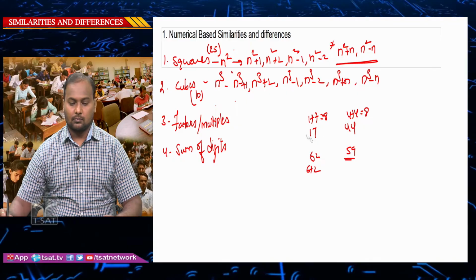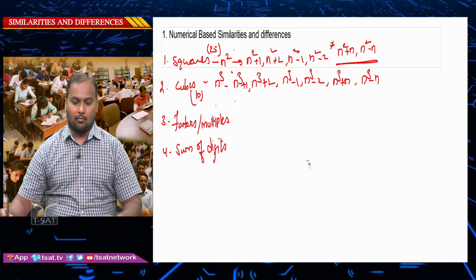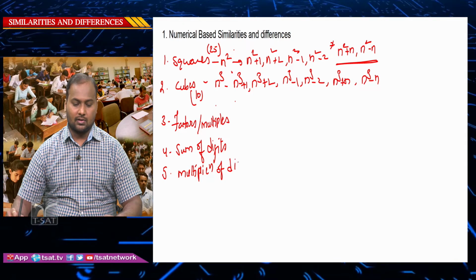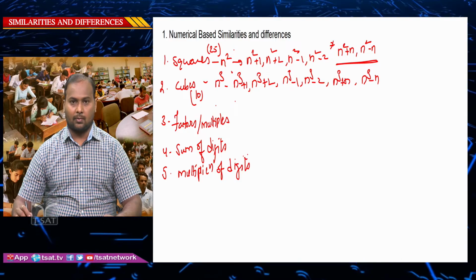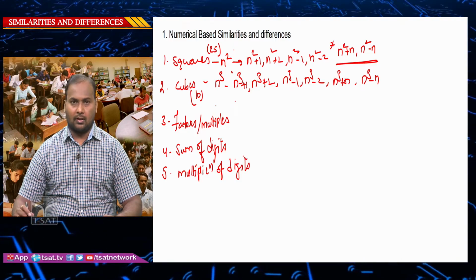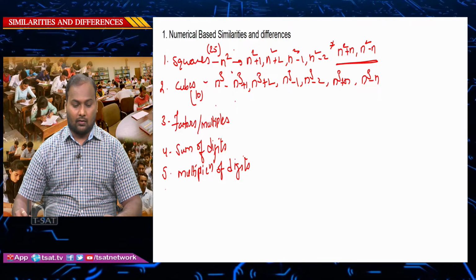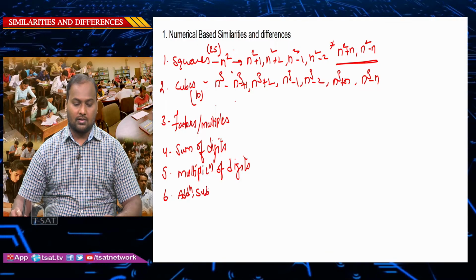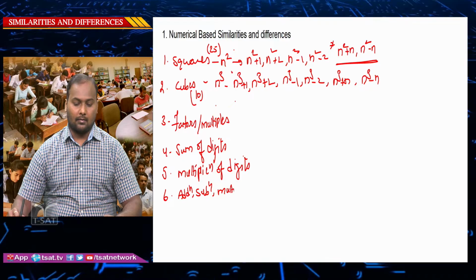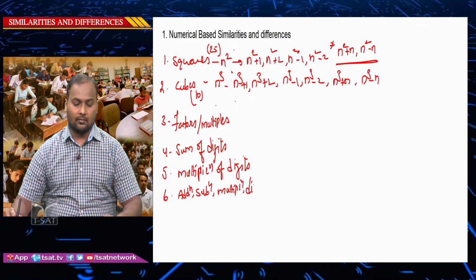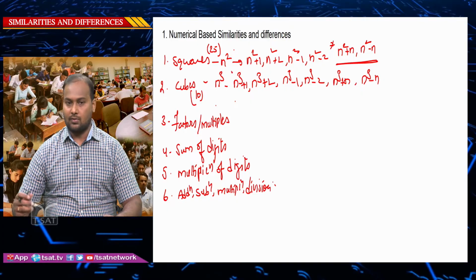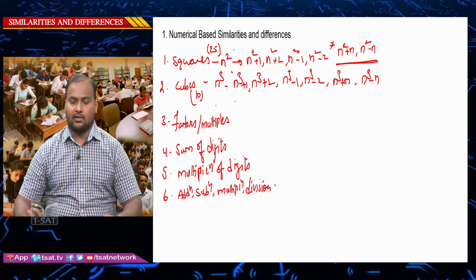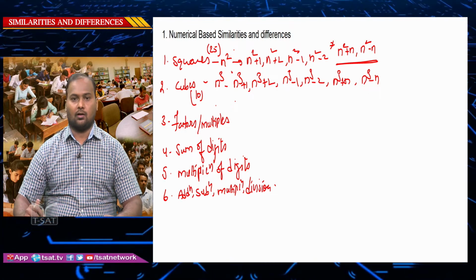The next one, after sum of digits, is multiplication of digits. In this case also, the options that you are going to get will have a similar multiplication pattern and one option will be completely different. And the next one is simple additions, subtractions, multiplications or divisions. In these options, simple additions, subtractions, multiplications and divisions can be applied to the given 3 options.